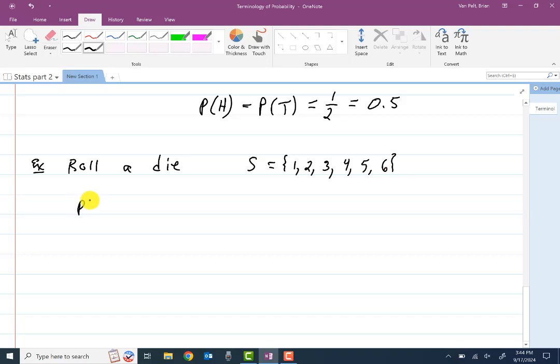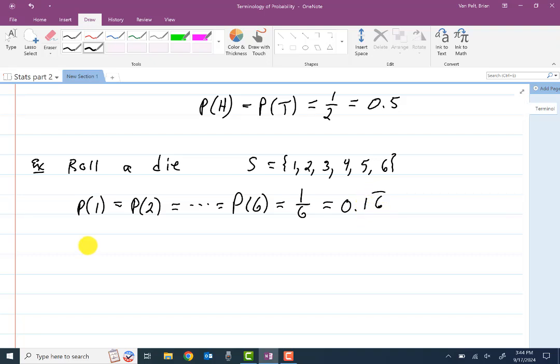So the probability of a 1 is the same as the probability of a 2, all the way up to the probability of a 6, and that's all equal to 1 out of 6. You could even do something like this. Inside of the parentheses, you can put more descriptive things in there if you want.